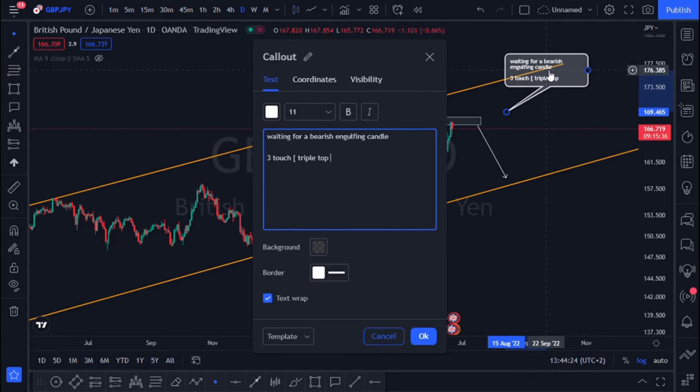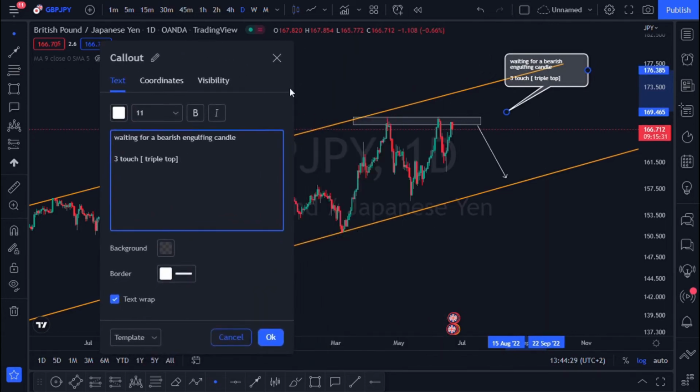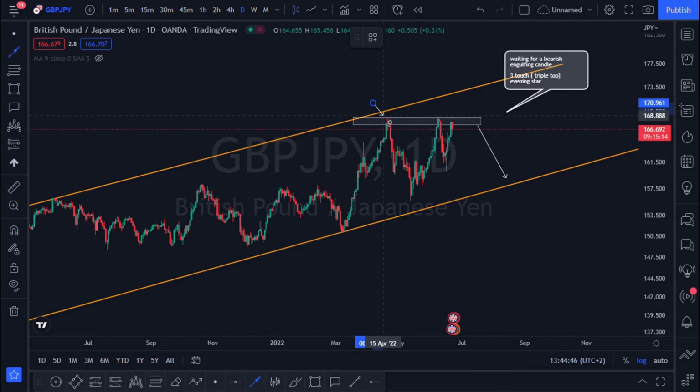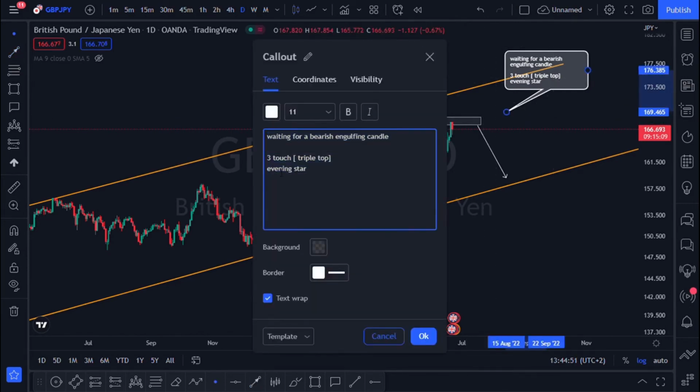And one thing that we do also have here is that if we move this one up here, we have a beautiful evening star that has been happening right over here. I think we have about 2 evening stars. Now let me show you where the second one is. See, we have our first one right over here, and then our second one right over here. So we can say we have about 2 evening stars, currently waiting for our third bearish injection towards the downside.